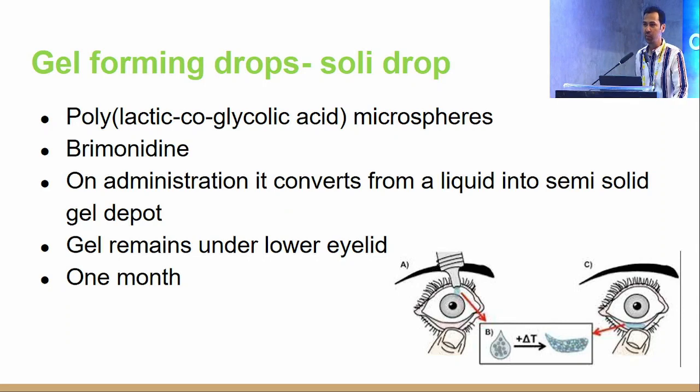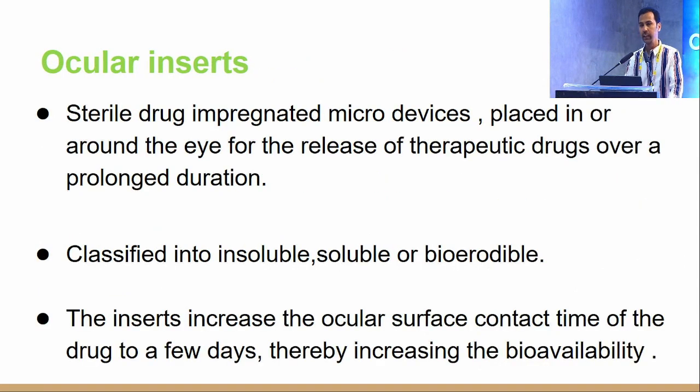One is the gel forming drops. These are actually in liquid form, but once they come in contact with the tear film, they convert into a gel-like structure, and they stay there in the cul-de-sac for over a period of a month, with the drug slowly being eluted onto the ocular surface. Then we have the inserts.